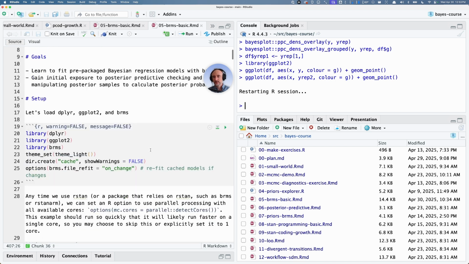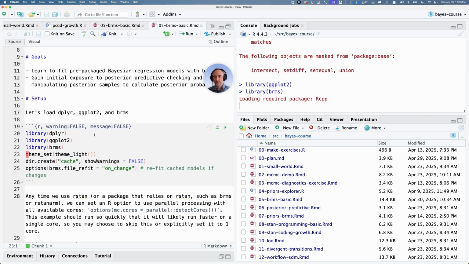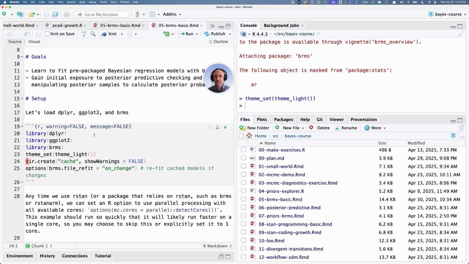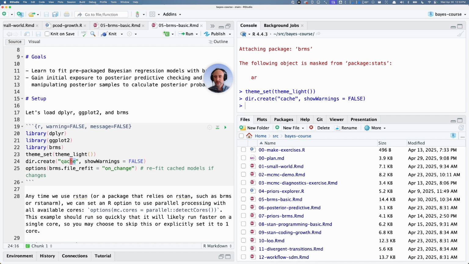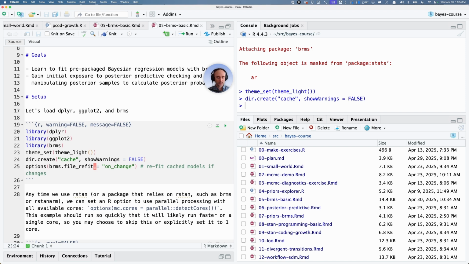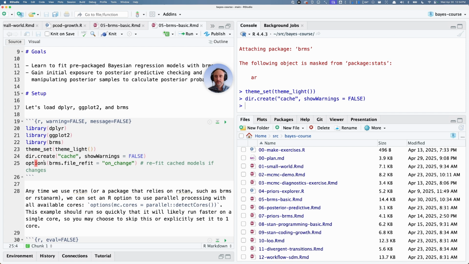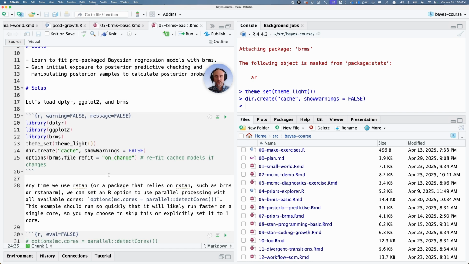So we're going to start by loading our libraries. We're going to set an arbitrary ggplot theme. I'm going to create a folder named cache that I'm going to cache my model fits in. This is just to speed up running this code for me while I'm teaching here. In particular, there is an option for brms.file_refit, which I'm going to set to onChange so that my models will only be refit if I change any of the code in my call to brms. So this is just part of how the caching is set up.